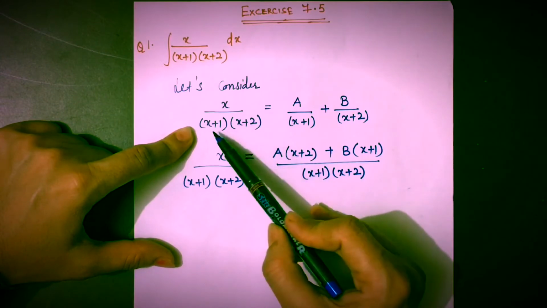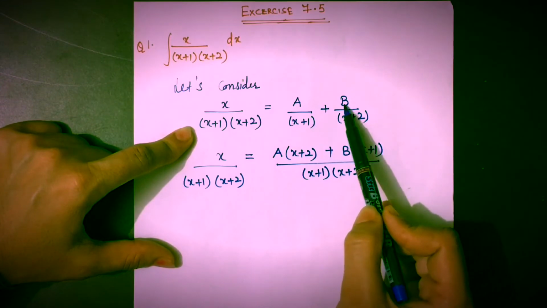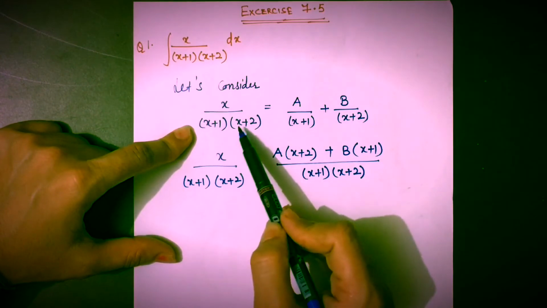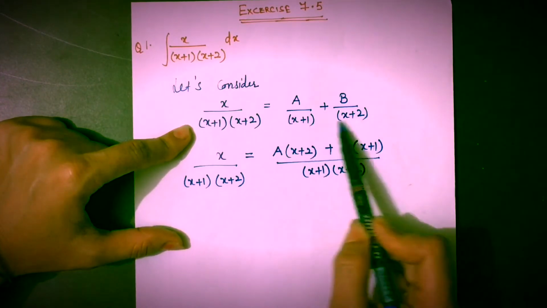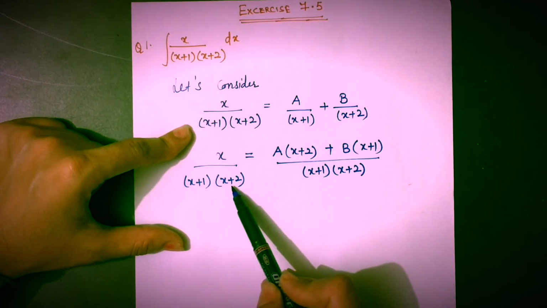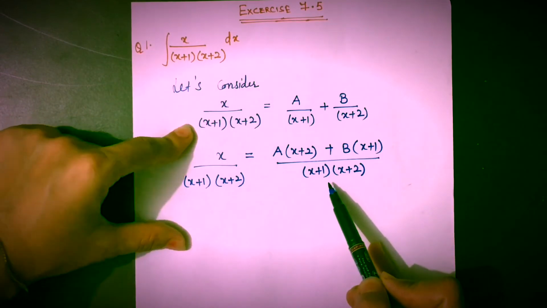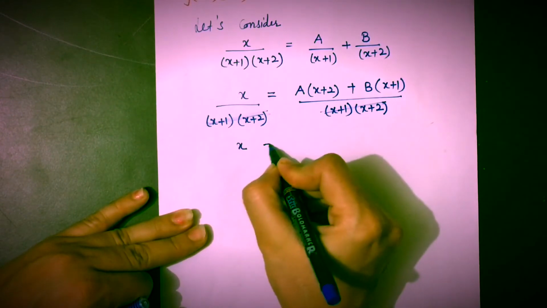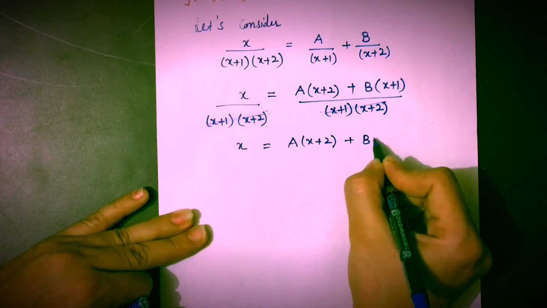If we have two non-repeating linear factors, then we have to take a upon x plus 1 plus b upon x plus 2. We have to find the values of a and b so that this fraction can be written in a simpler way. For this, we will take the LCM on the right side, x plus 1 into x plus 2. We get x upon x plus 1 into x plus 2 is equal to a into x plus 2 plus b into x plus 1 upon x plus 1 into x plus 2. We get x is equal to a into x plus 2 plus b into x plus 1.